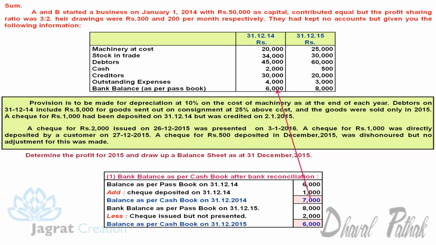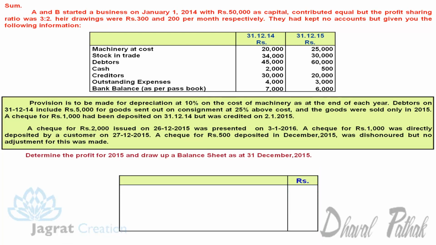So let me make a change. Accounting balance, 7,000. And here accounting balance, 6,000. Now I cannot use the word balance as per passbook. This is my accounting balance. So understand, this is no longer a balance as per passbook, but it is now a balance as per cash book or accounting balance.